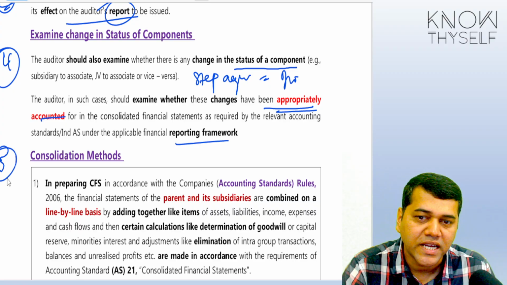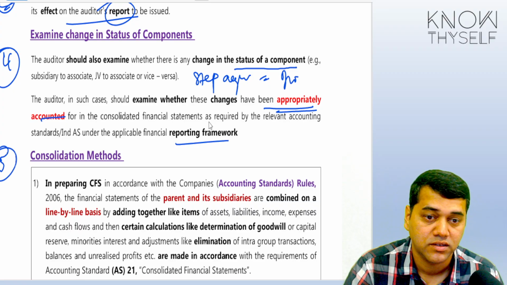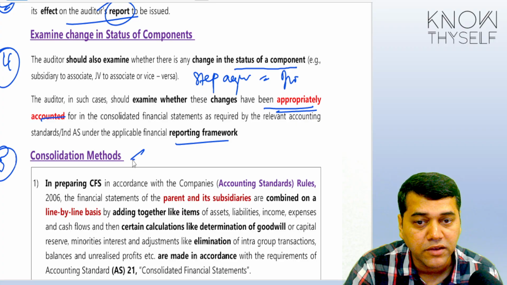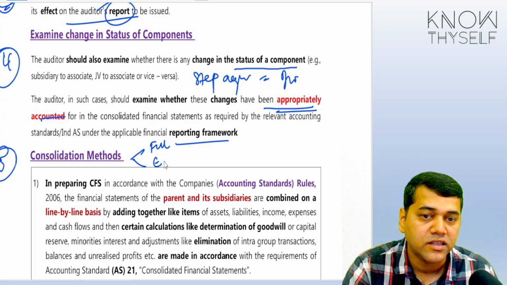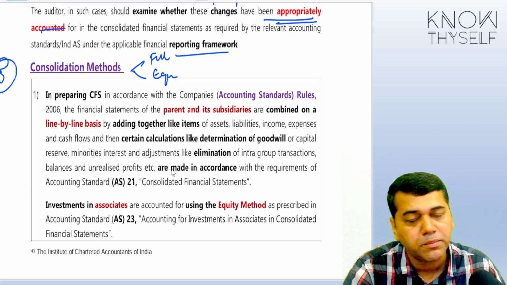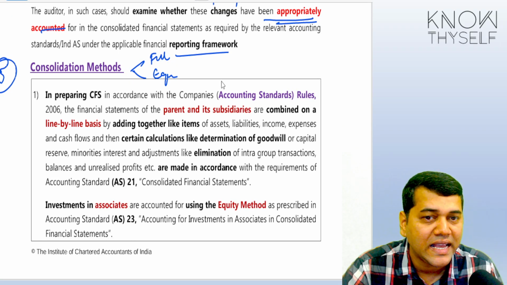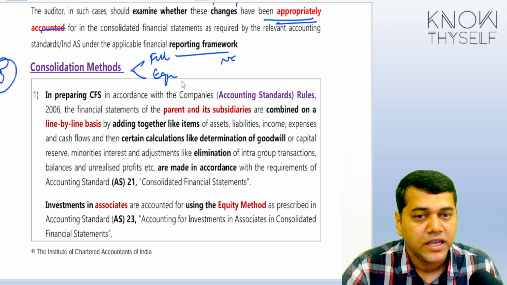And check for the consolidation methods. Okay, how many methods are there? Primarily we have got 2 methods. One is called a full consolidation, another is the equity method. Okay, in a full consolidation you do 100% consolidation and take the NCI share separately. In equity method, you are then like an NCI.